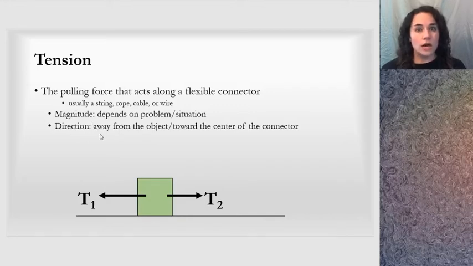The direction, however, and I've seen people slip up on this, and why I wanted to make a note about it, is that it's away from the object. Tension always pulls. It's a pulling force, right? You pull, and so it points away from the object towards the center of the connector. And I have drawn a couple of tensions here. Of course, you could call it FT1 and FT2 to say the force of tension 1 and the force of tension 2, but T is typically used for tension as well.